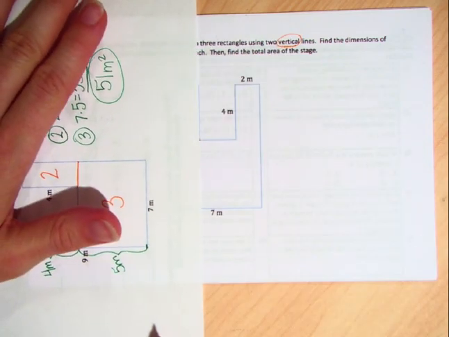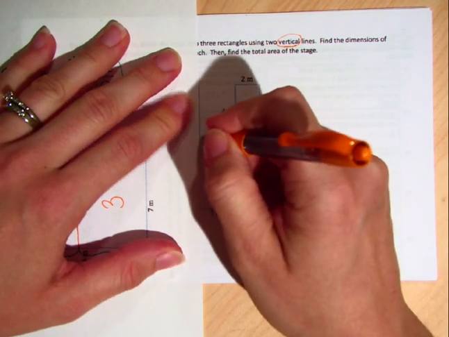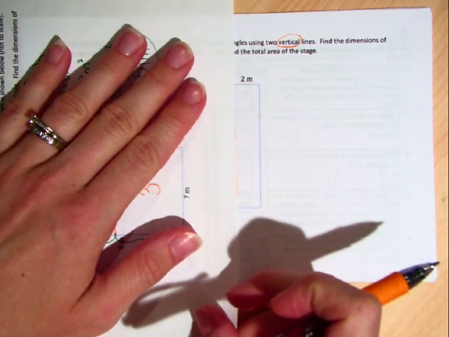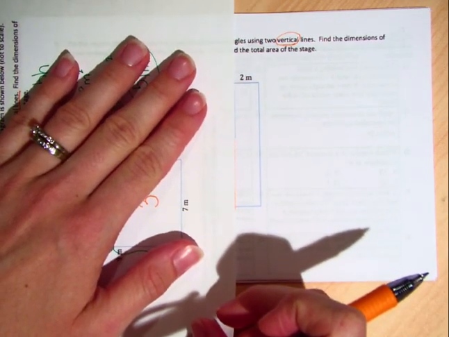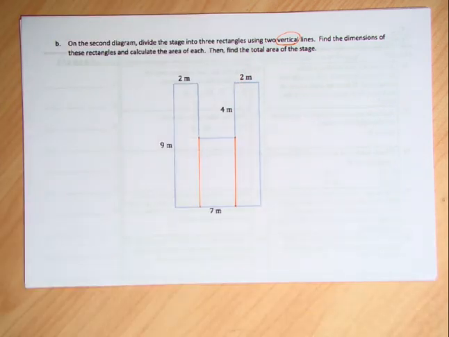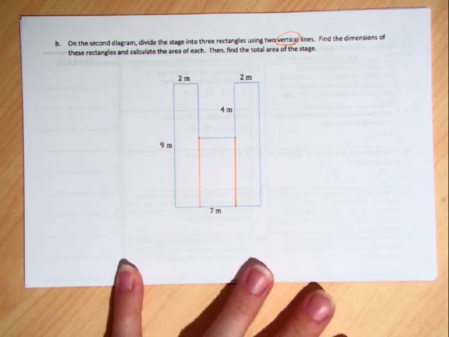Line it up. Make it as straight as I can. 1, 2 vertical lines. Okay. I should probably number those.